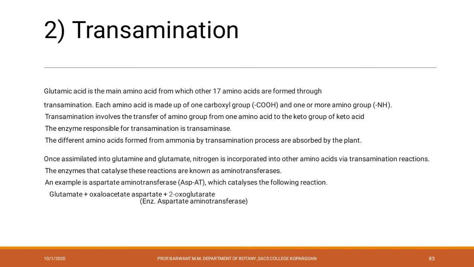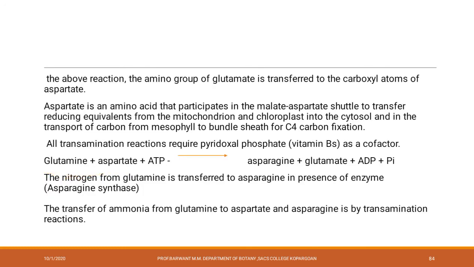It catalyzes the following reaction: glutamate plus oxaloacetate gives aspartate plus 2-oxoglutarate. In this reaction, the amino group of glutamate is transferred to oxaloacetate, forming aspartate. Aspartate is an amino acid that participates in the malate-aspartate shuttle to transfer reducing equivalents from the mitochondria and chloroplast into the cytosol, and in the transport of carbon from the mesophyll to the bundle sheath for C4 carbon fixation.